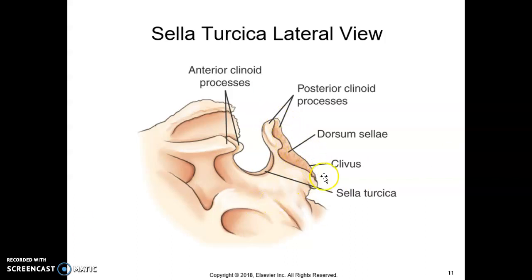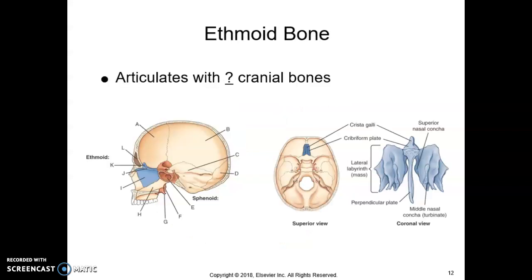This part, right, also has distinct names to it. So the dorsum sellae, the clivus, the posterior clinoid processes, and the anterior clinoid processes. Again, this is just terminology that's hopefully a reminder or refresher.